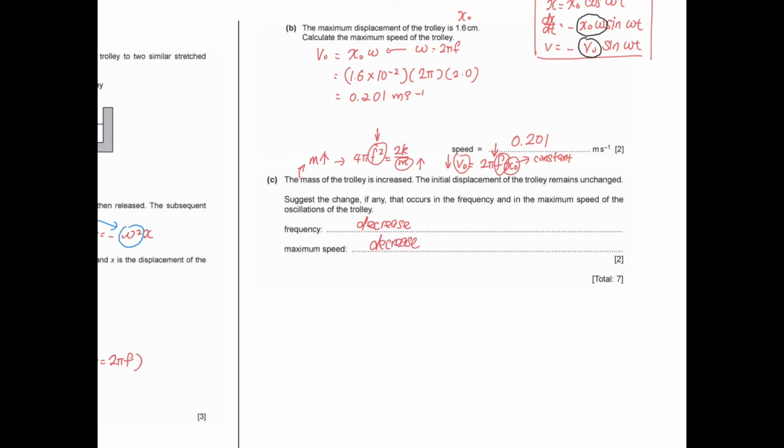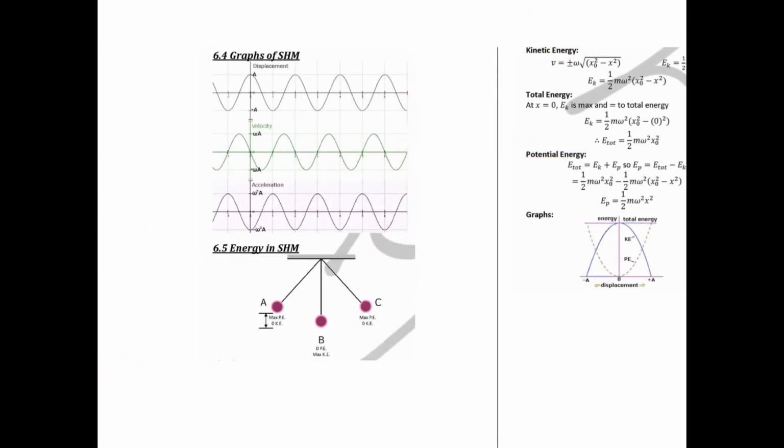Okay. So settle for this question. Okay. 6.4. Graphs of simple harmonic motion. Now, you know our equations of simple harmonic motion. We have two sets.